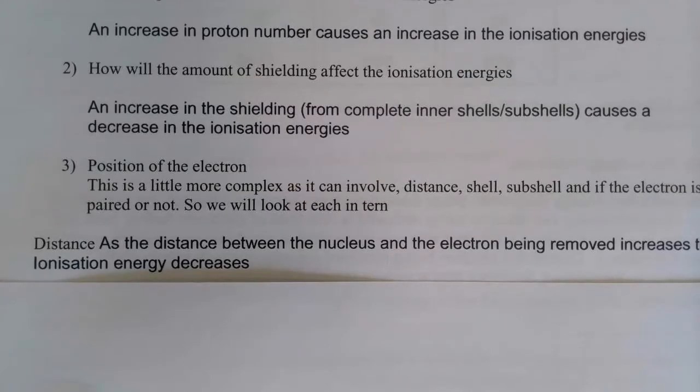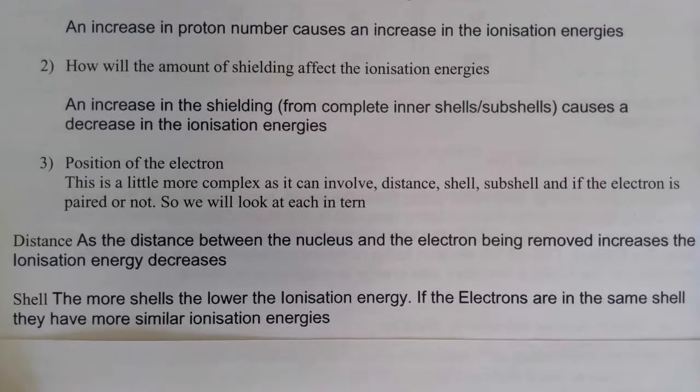The last thing we need to think about is the position of the electron. Distance is the first one we're going to look at. As the distance between the nucleus and the electron being removed increases, ionization energy decreases. In other words, the further the electron is away from the nucleus, away from that positive charge, the less energy is needed to remove it.